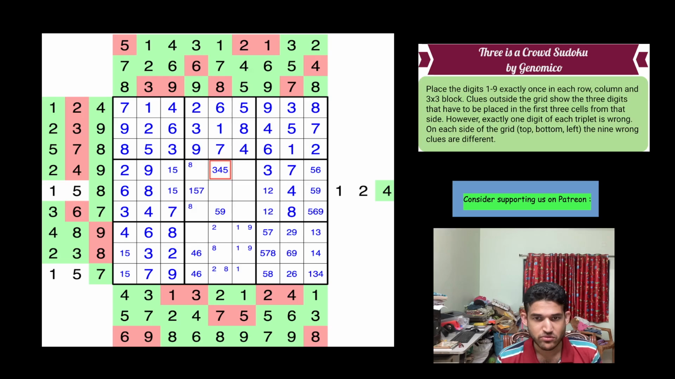3, 4 and 5. This 2, 4, 2, 3, 9, 4 and 6. So this will be 1 or a 5. 1, 5, 7, 8. And 8 is not here. So that puts 8 here. Right. This is also 1, 5 and 7. And 1 is here. So 5, 7.